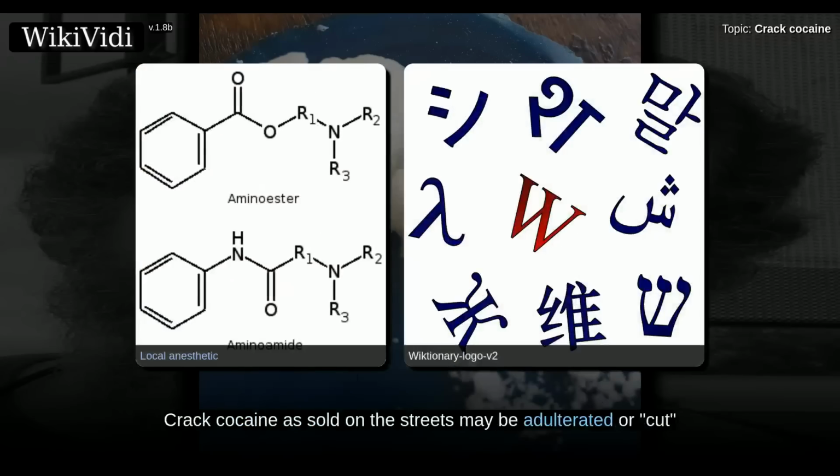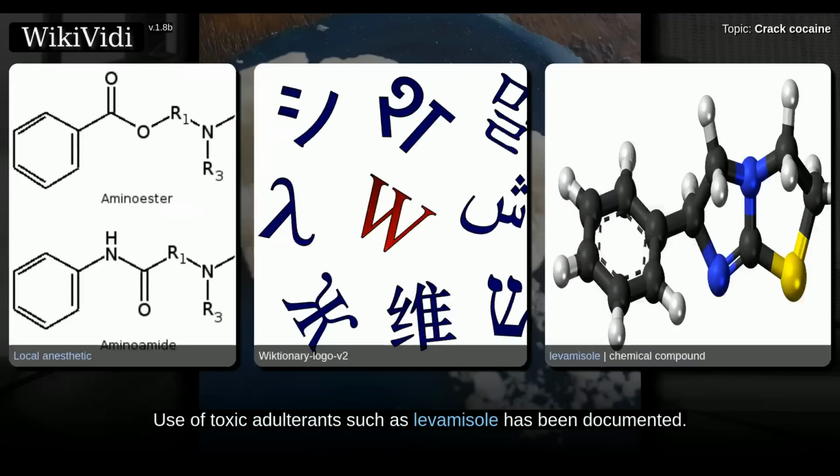Crack cocaine as sold on the streets may be adulterated or cut with other substances mimicking the appearance of crack cocaine to increase bulk. Use of toxic adulterants such as levamisole has been documented.